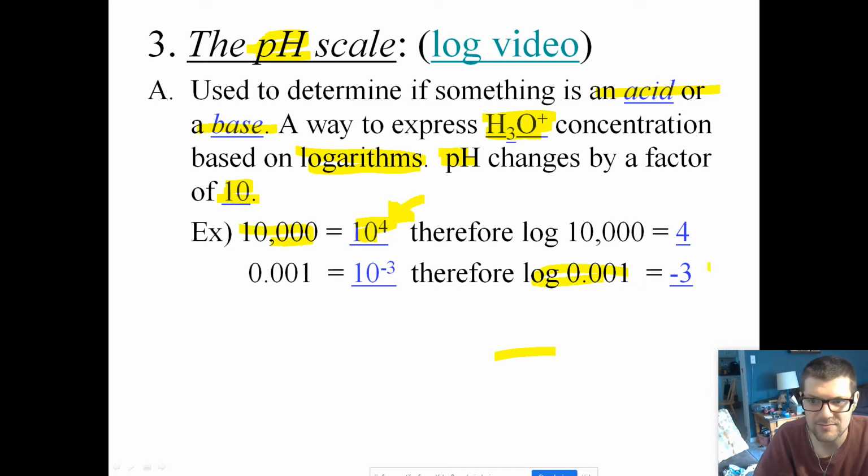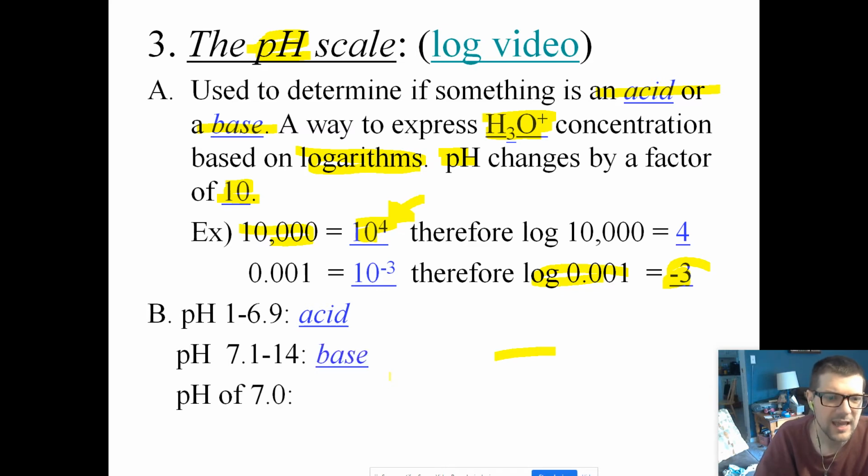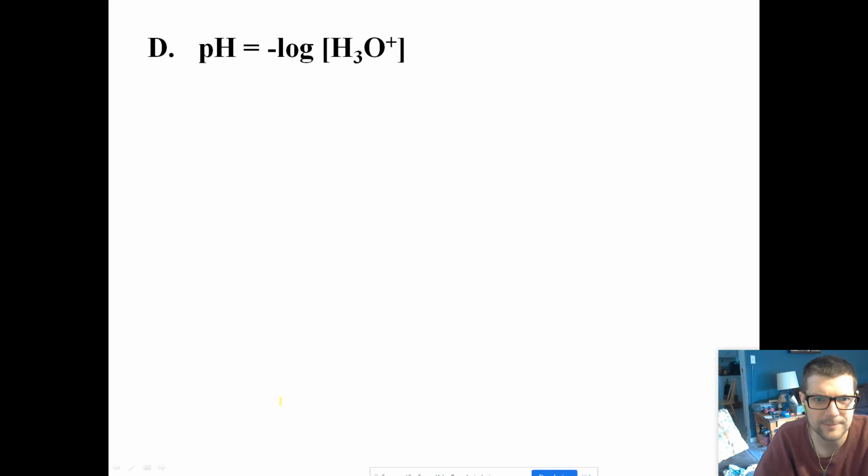And so we're going to have these little negative exponents, but we usually are going to just report this as the positive value. Anything with a pH of 1 to 6.9 is considered an acid, right? And anything with a pH of 7.1 to 14 is considered a base, and a pH of exactly 7 is neutral. Oh, hey, I remember just when we were doing that, the concentration of hydronium and hydroxide in natural pure water is 10 to the negative 7th. That's where that comes from, right? That neutral, that's the sort of starting point.